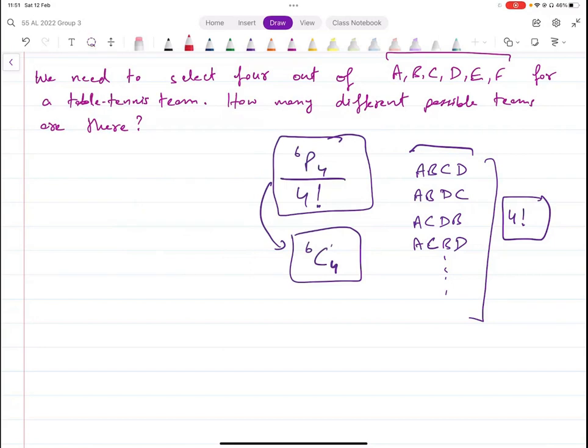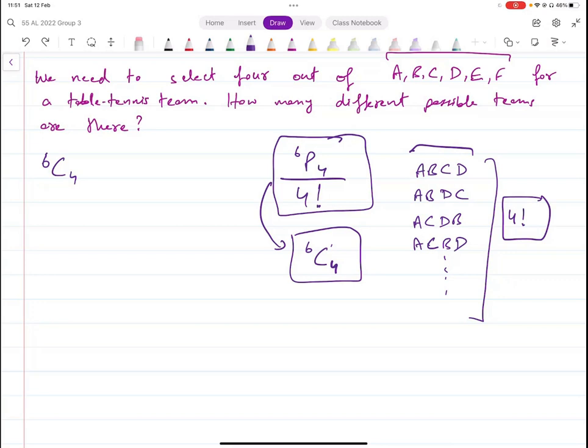You have to select what? A team of four people out of six people. This is simply 6C4. Why? Because the order here does not matter. Ab ye directly evaluate kar lenge 6C4. Theek hai? This is called combinations. Isko hum combinations kehte hain.